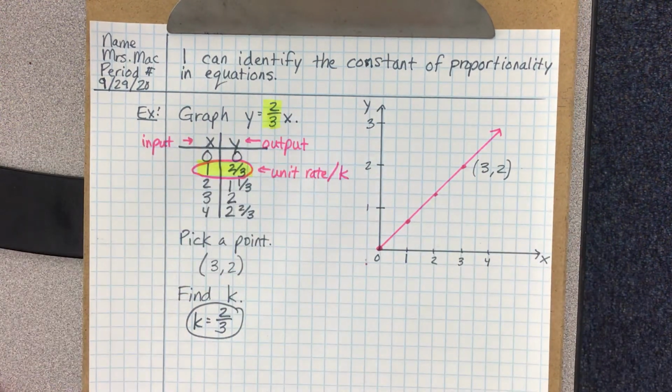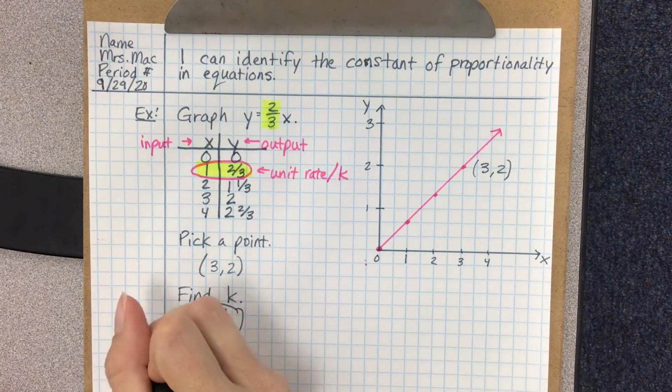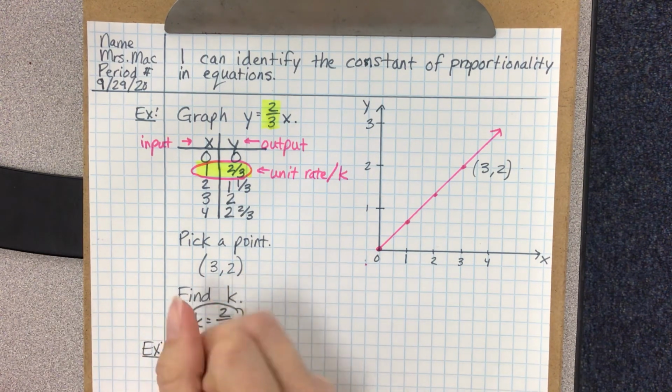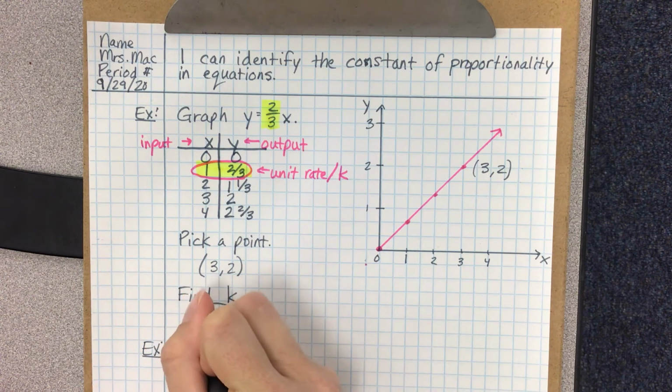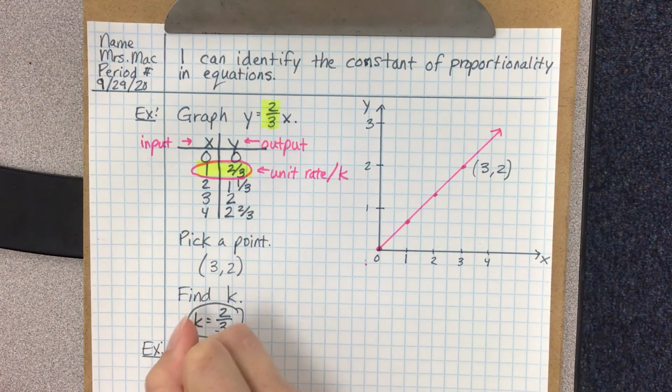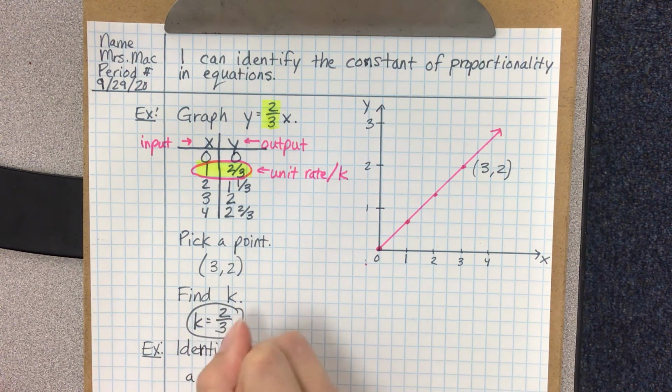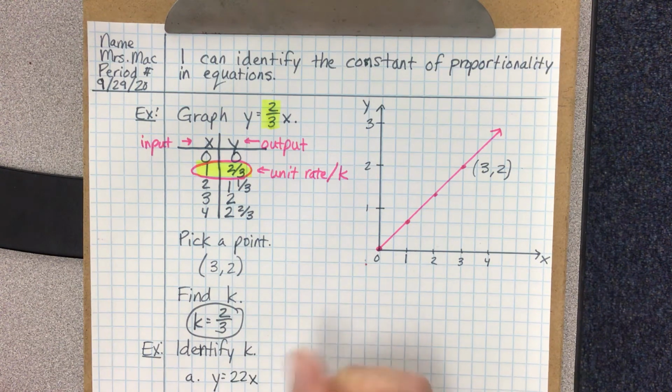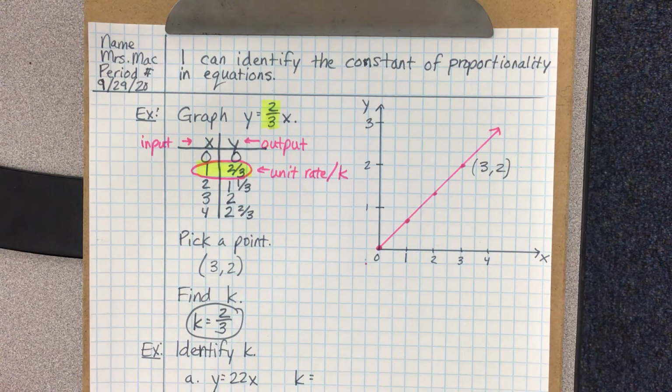Okay? So let's practice this. Identify K. Let's do this equation. What I want you to do is tell me what K equals. Write that in your notes. What do you think K equals? Pause it if you need to. Write in what you think K is, and then we'll go over it in a second.